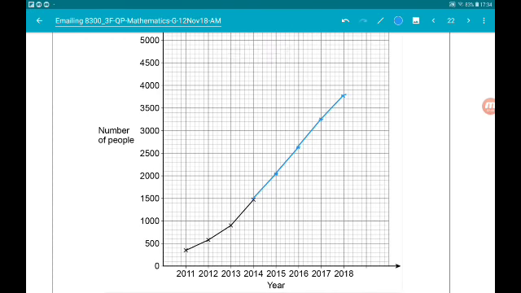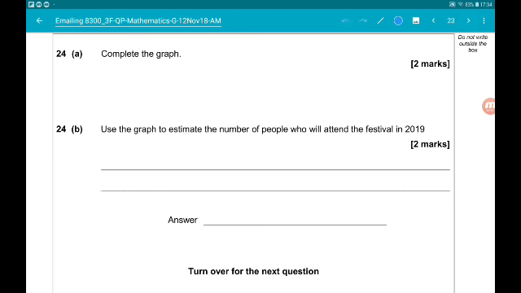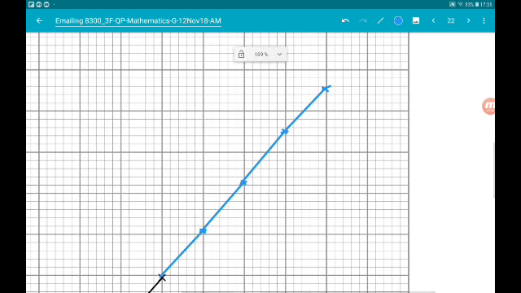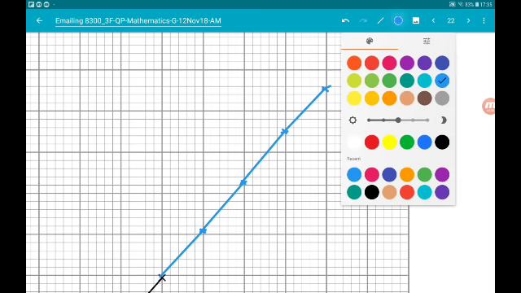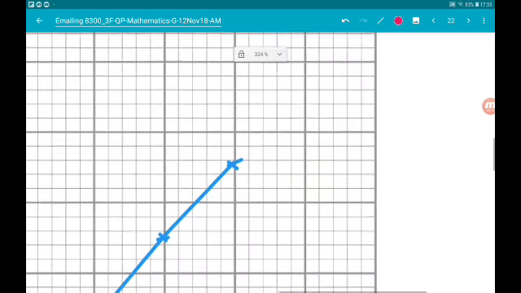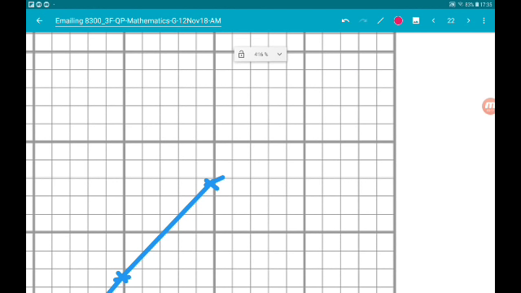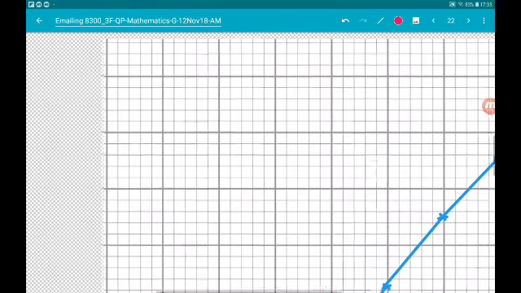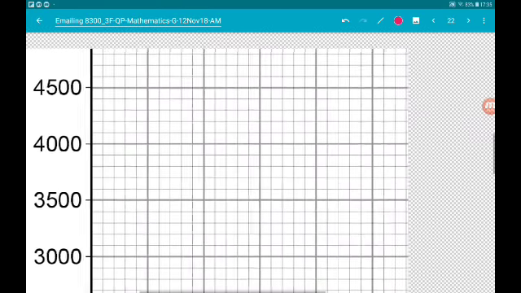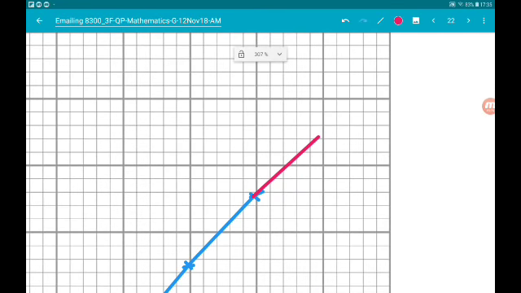Part B, it wants us to use the graph to estimate the number of people in 2019. So we can see that this is pretty much a straight line. So if we carry it on to 2019, it's going to be about there. So that is about 4,200.